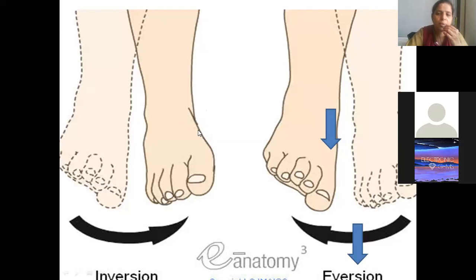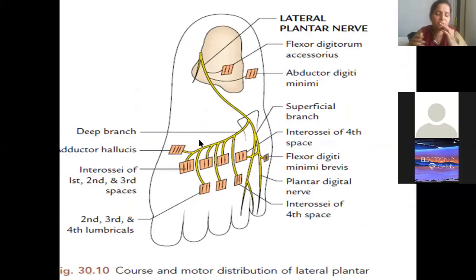Okay, that finishes medial plantar nerve. Then we have lateral plantar nerve. This is also Vishram Singh's picture. Practice these pictures better and put in your own words. It becomes very easy. The tibial nerve, these are the two terminal divisions. This is medial plantar nerve and this is lateral plantar nerve.